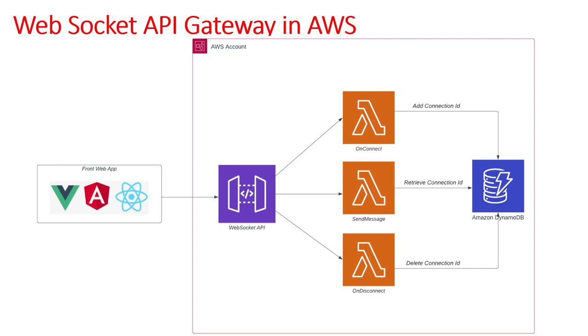Now, to persist the connection ID, all three Lambda functions will work with Amazon DynamoDB, which essentially stores the connection ID. So we will see all of this working through an example when I walk through the code as well as the AWS console. But for now, all you need to know is that there is a WebSocket API gateway which has three different Lambda handlers for the onConnect, onDisconnect, and the send message.